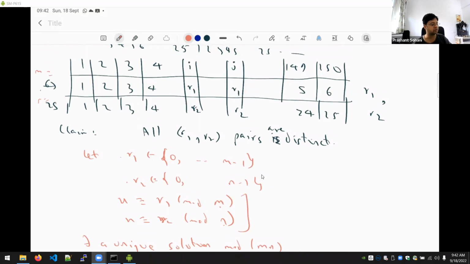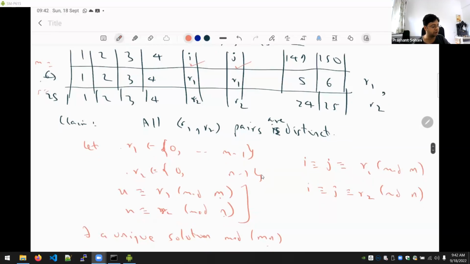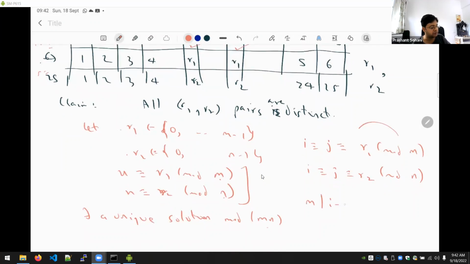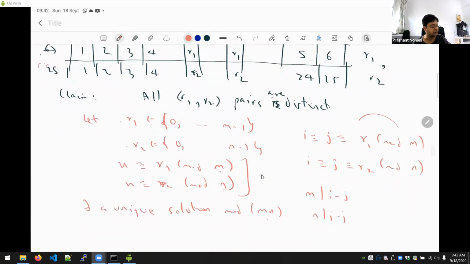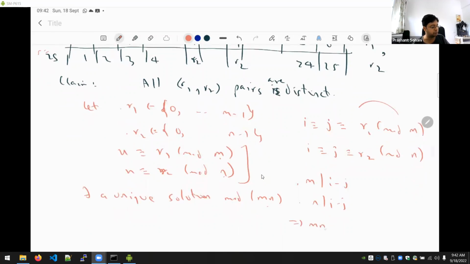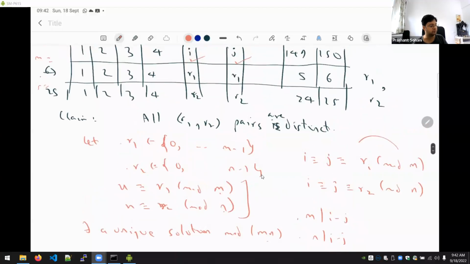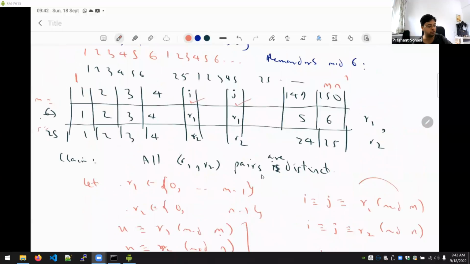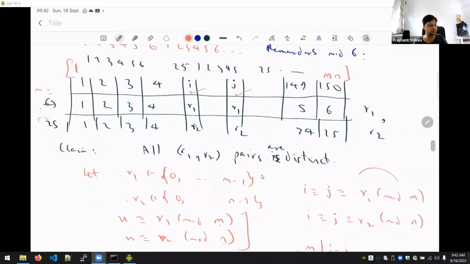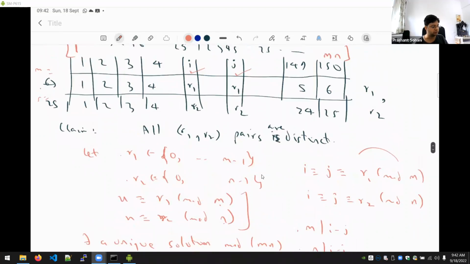Another way of looking at this: suppose, if possible, let there exist I and J whose rows are identical, which means that I and J are both congruent to R1 mod the first divisor m, and also congruent to R2 modulo the second divisor n. Basically this means that m divides I minus J, and n also divides I minus J. And m and n being coprime, this implies that the product mn will also divide I minus J. This forces I to be equal to J, because you cannot have two multiples of mn so close to each other: the first number is 1 and the last number is mn, so your entire range is only of size mn. It cannot have two multiples separated by mn.